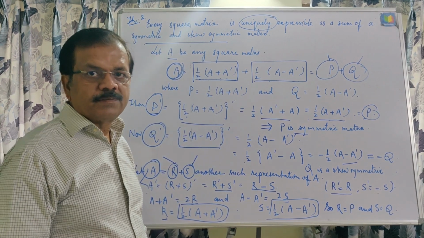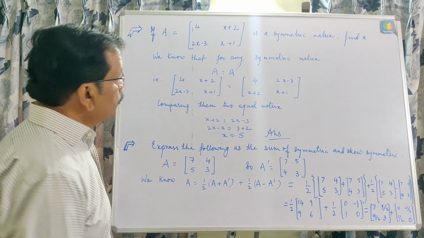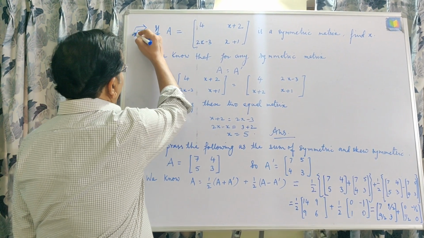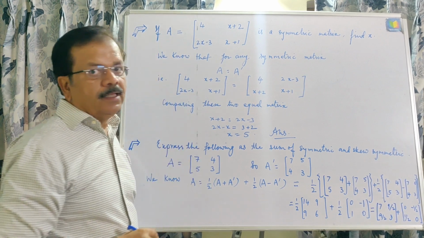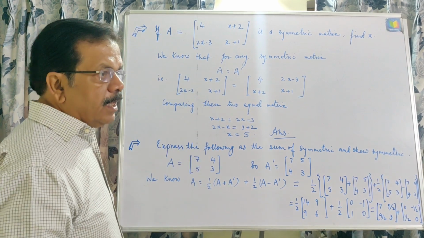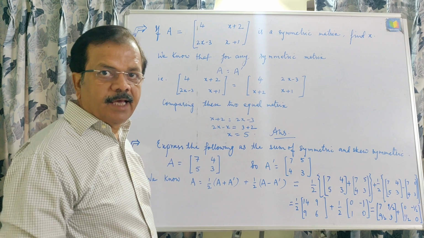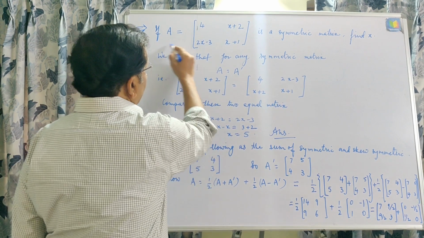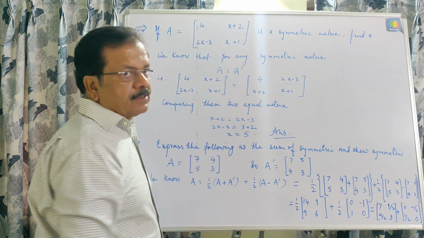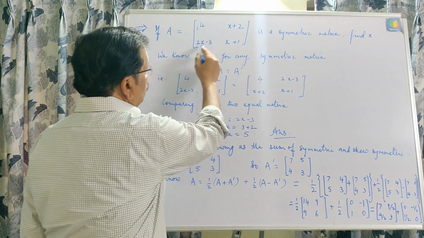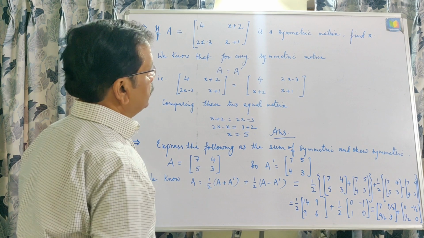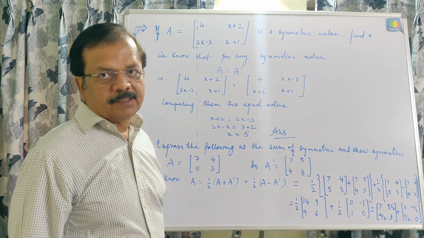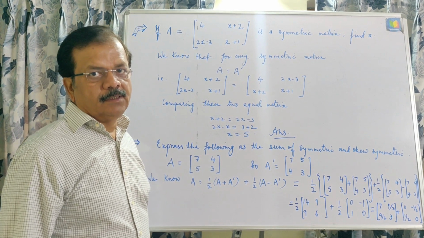Now questions. This question is very important and asked frequently in board examinations of class 12, in CBSE and ISC as well. If A is a matrix like this, 4x plus 2, 2x minus 3 and x plus 1, and it is a symmetric matrix, find the value of x.